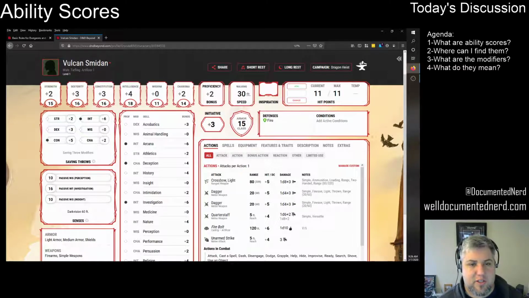You'll also notice that my hit points are calculated based on the fact that I have a D8 as a hit die +3. And being first level, I get the maximum. So I got an 8 +3, 11. That's how my character gets to his hit points.